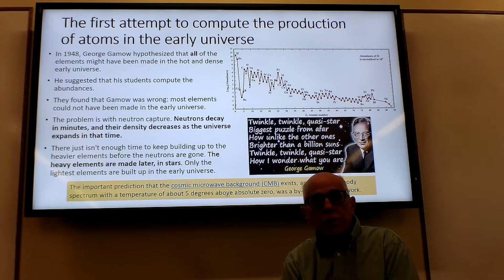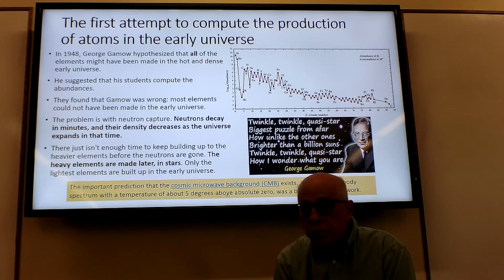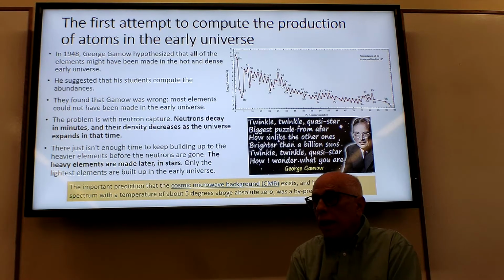And neutrons, we'll go into this in a little more detail, don't survive. If you have a bottle of them, half of them are gone within 15 minutes. And the early universe just didn't have enough neutrons to create all the atoms that we see on this graph.